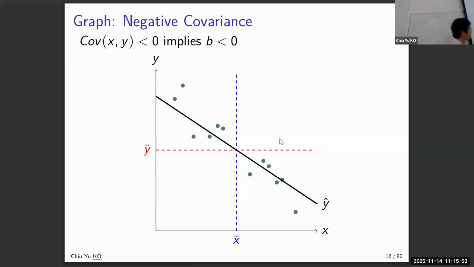Okay. So the next would be similar. If your covariance is negative, then your line to be drawn will have a negative slope. So there's nothing new here.